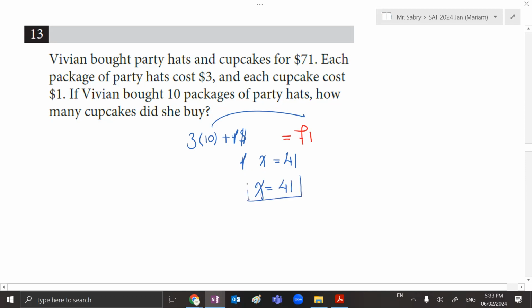So x equals 41 is now the equation. Now x here represents the number of cupcakes she bought. Right? Yes. And this is perfect. You did amazingly, really well.